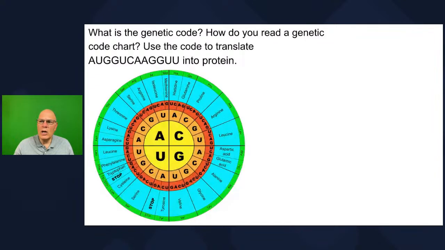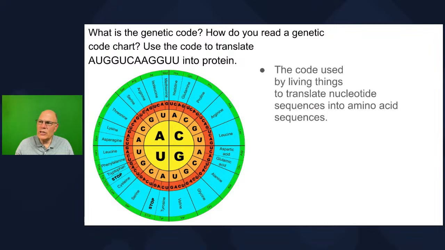So the genetic code is represented in a variety of ways. The one that's actually become most common is this circular representation of the genetic code. And the genetic code is the code used by all living things to translate nucleotide sequences into amino acid sequences.